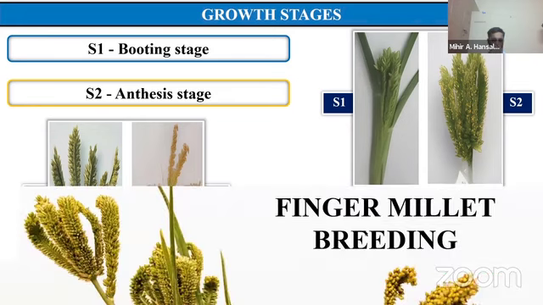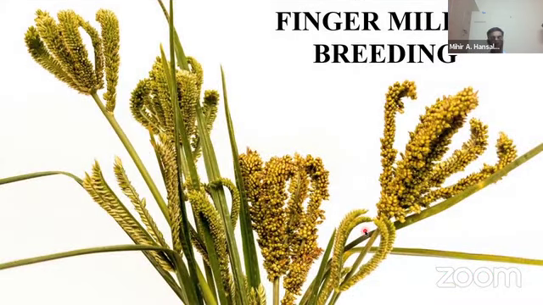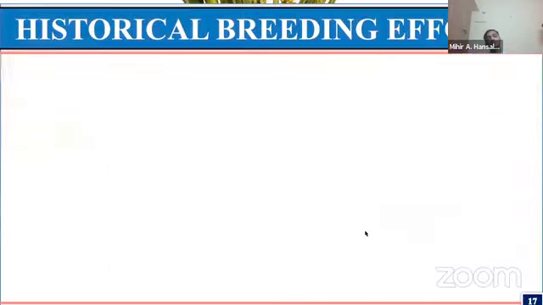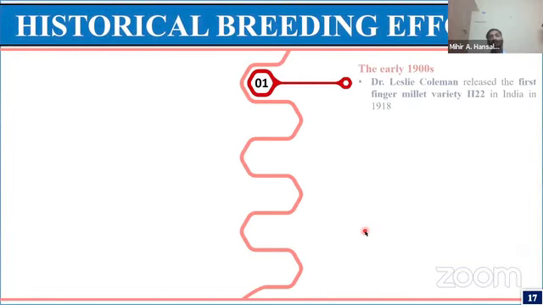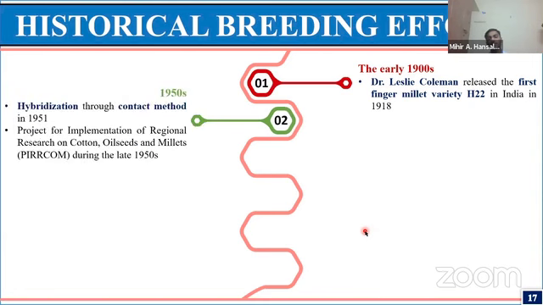Then finger millet breeding, the core part of my seminar. If we see the history of breeding efforts in finger millet, then in the early 1900s, Dr. Leslie Coleman released the first finger millet variety, H22, in India in 1918. After that, till 1950, finger millet development was very limited due to its self-pollinating nature. But after the development of the contact method of hybridization in 1951, finger millet improvement got a boost.